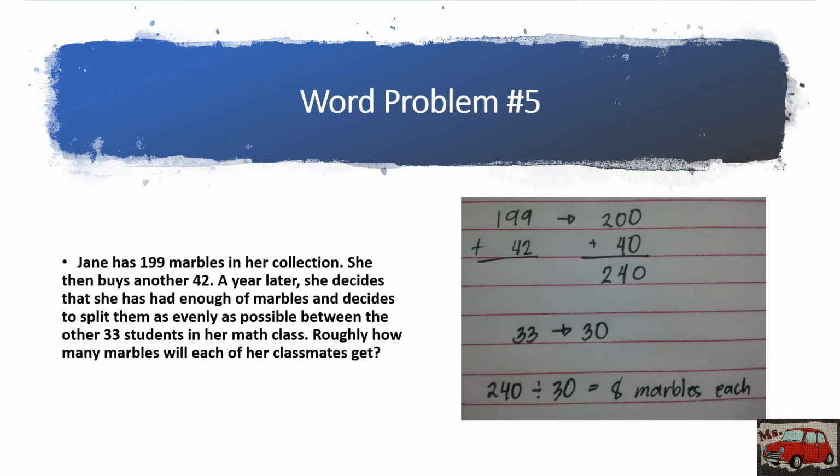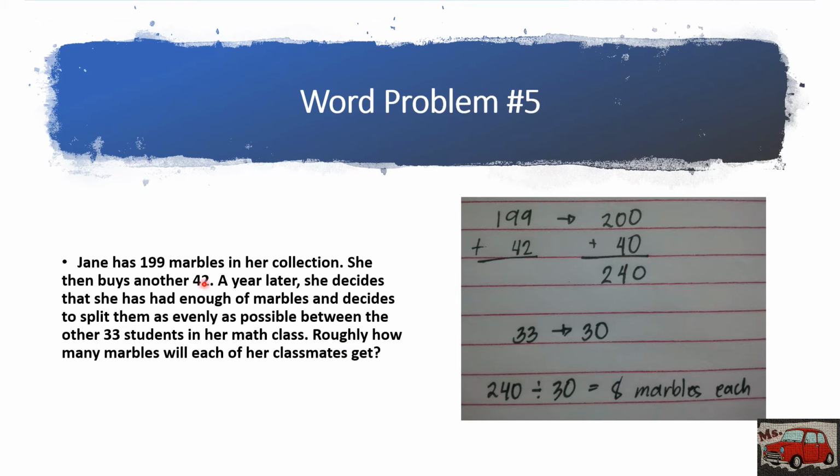Jane has 199 marbles in her collection. She then buys another 42. A year later, she decides that she has had enough of marbles and decides to split them as evenly as possible between the other 33 students in her math class. Roughly how many marbles will each of her classmates get? Alright, so tinatanong lang dito is kung ilan daw yung estimate, because we have this word roughly, na marbles na makukuha ng mga estudyante. Okay?